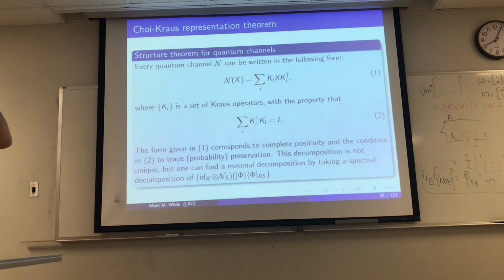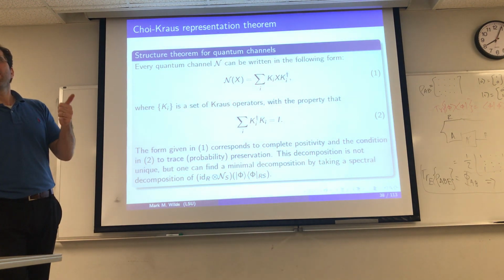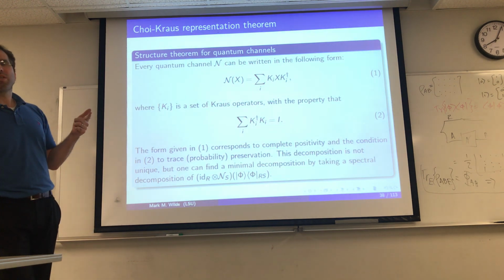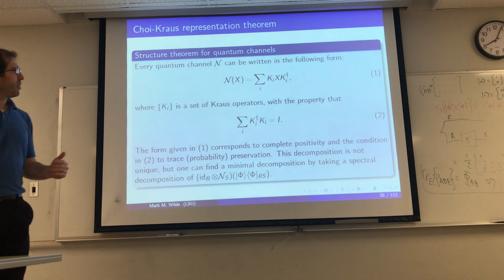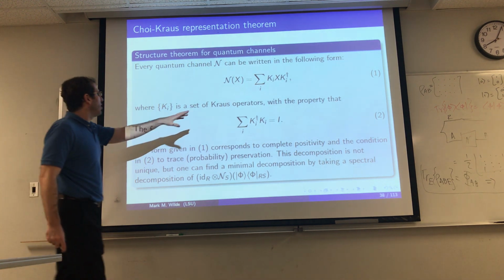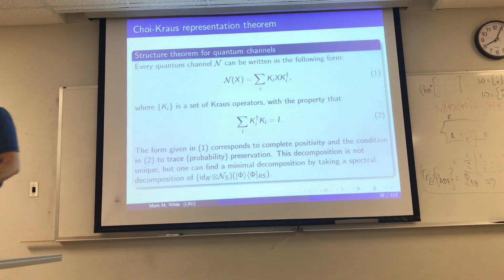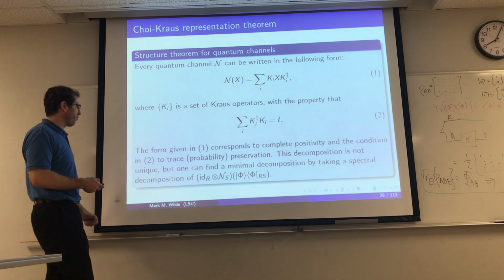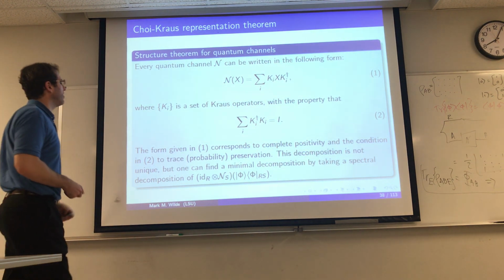That was the point of these slides. If you say, I demand for my evolution that it be linear, which is sensible, that it be completely positive, which we argued is also sensible, that it be trace preserving, you arrive at the conclusion that it can only have this form. Okay? So that's a mathematical theorem called the Choi-Kraus theorem. And so any quantum evolution can be written this way.